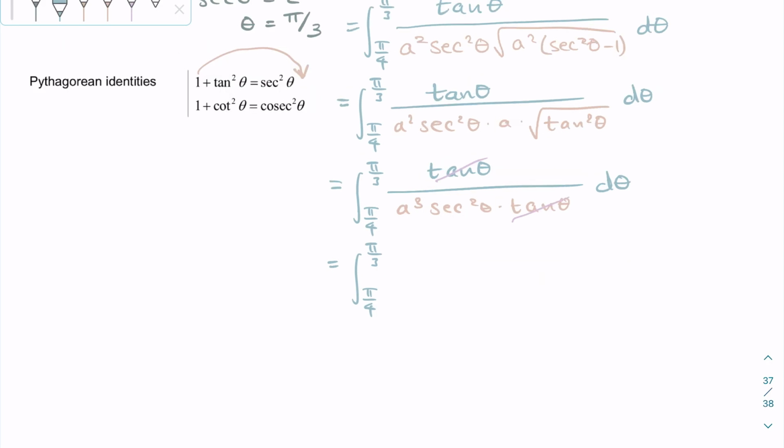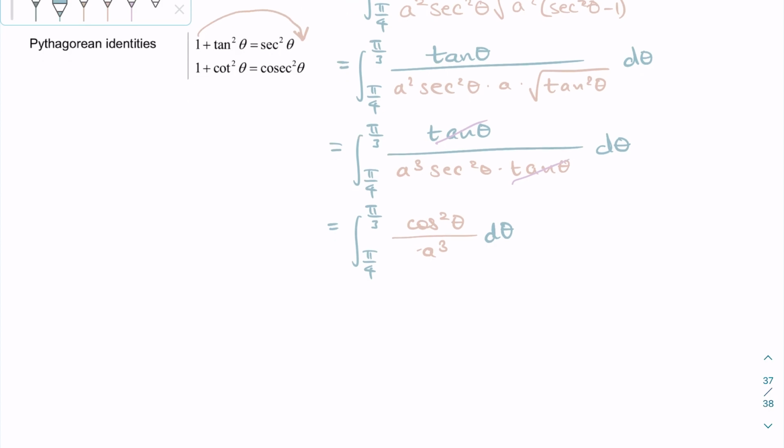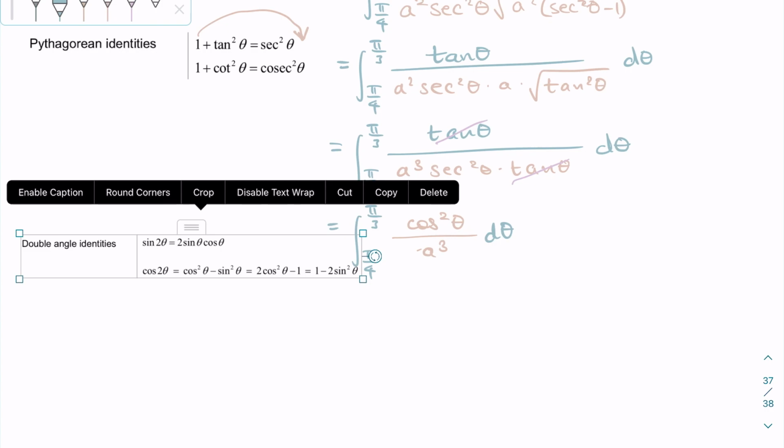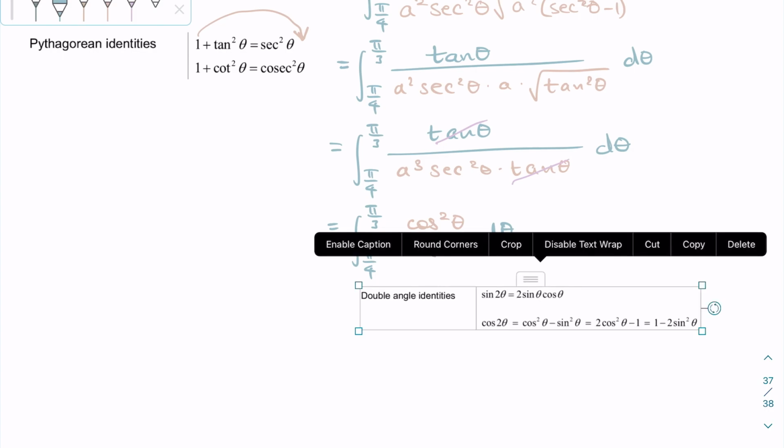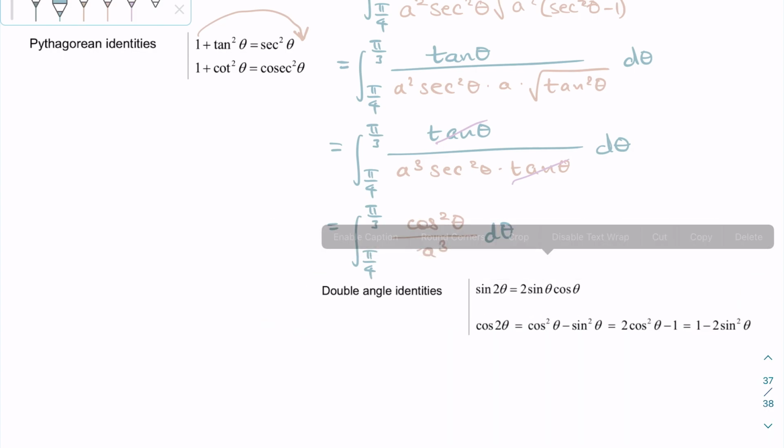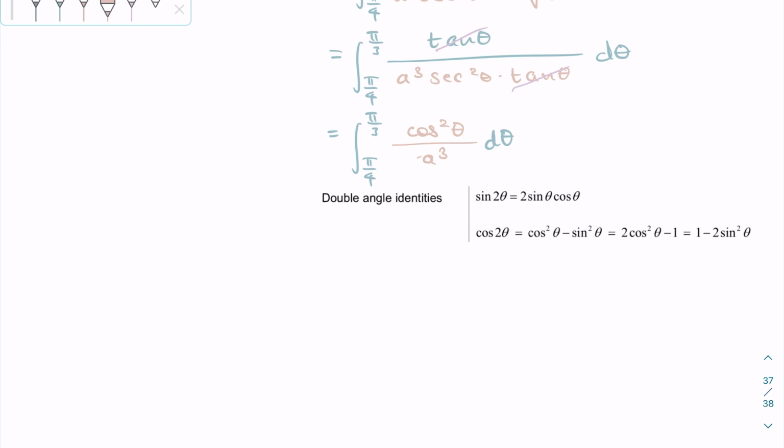Secant squared theta can be written as 1 over cosine squared theta, so it can just be written in the numerator. In the end, we get cosine squared theta over a cubed. Although we have already simplified it very much, we still cannot easily find the integral of cosine squared theta. For this, we can pull up the double angle identities from the formula booklet. We will locate an identity that involves cosine squared theta. For example, 2 cosine squared theta minus 1.